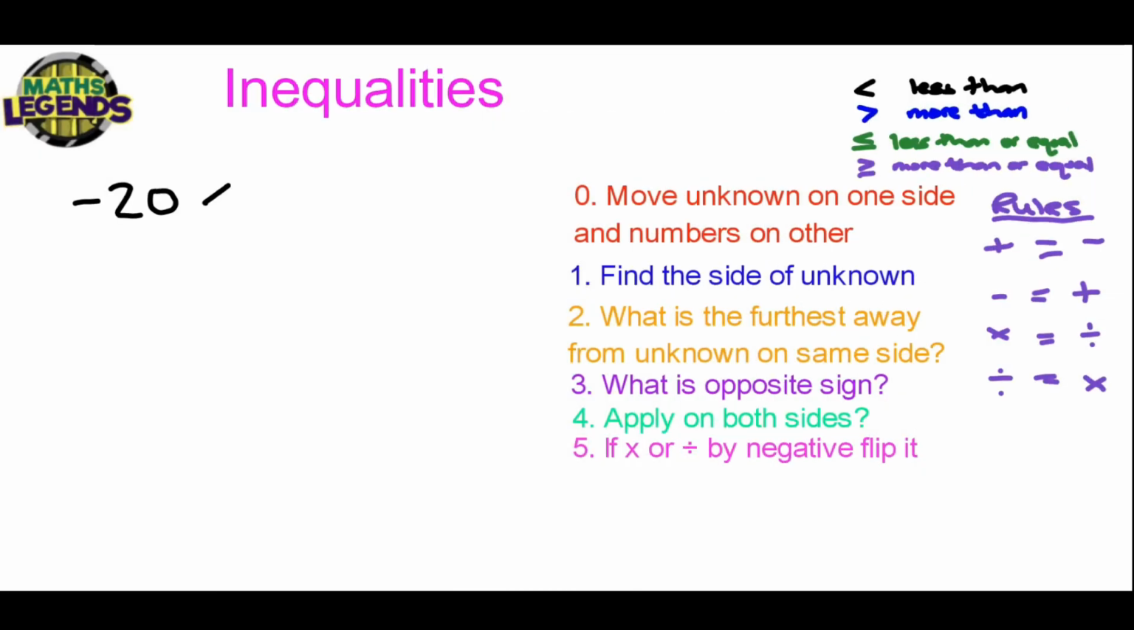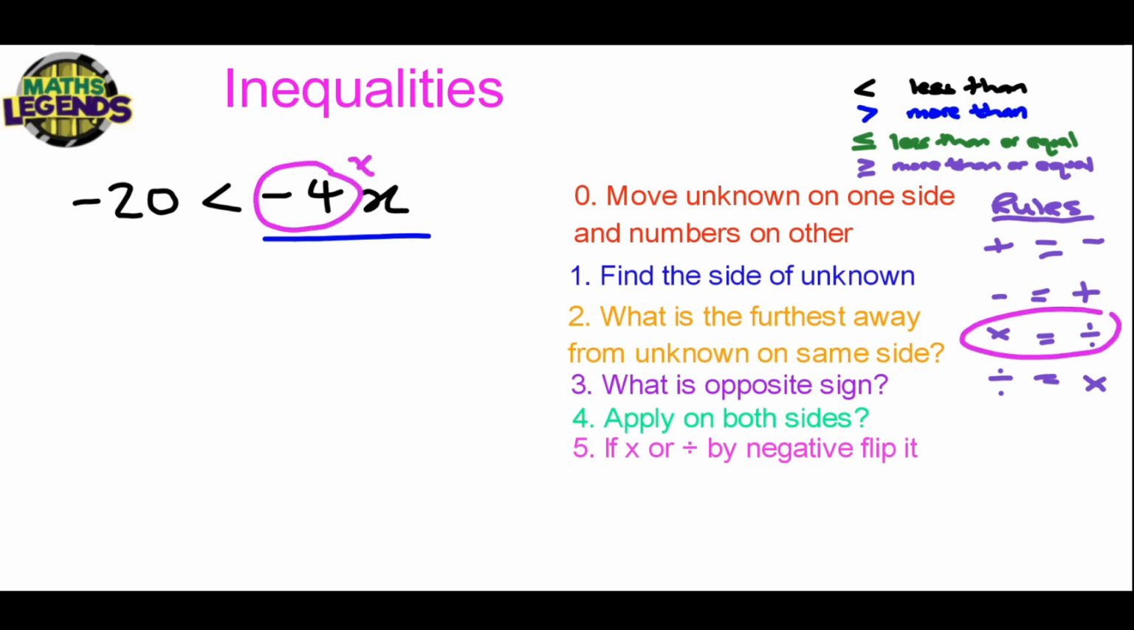Minus 20 less than minus 4x. Now the unknown is on the right hand side. We want to get rid of the minus 4, which is multiplying the x. So we're going to use this rule here. So we need to do a divide by minus 4 on both sides.